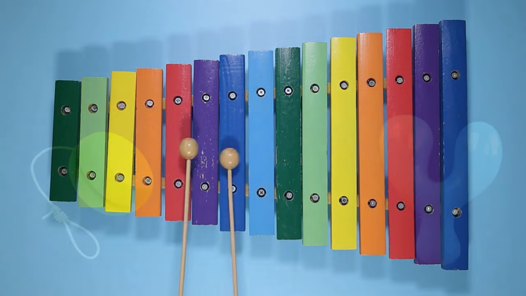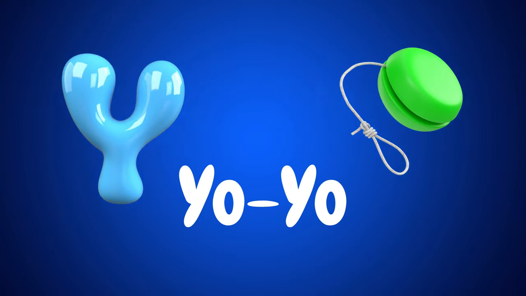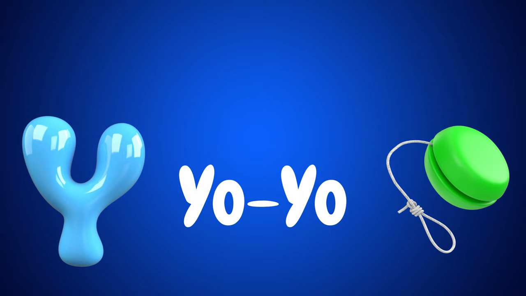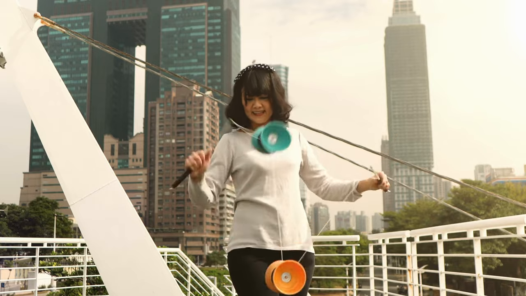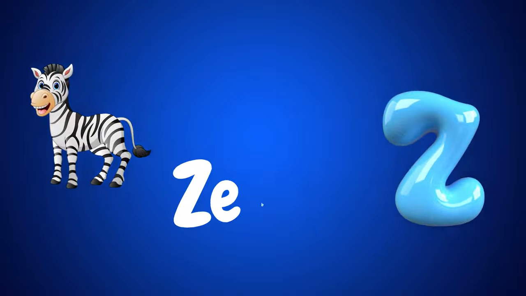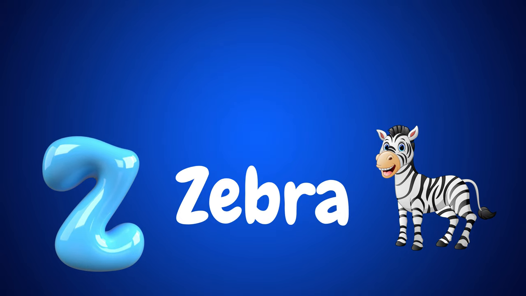Y is for yo-yo. Y, y, y, yo-yo. Z is for zebra. Z, z, z, zebra.